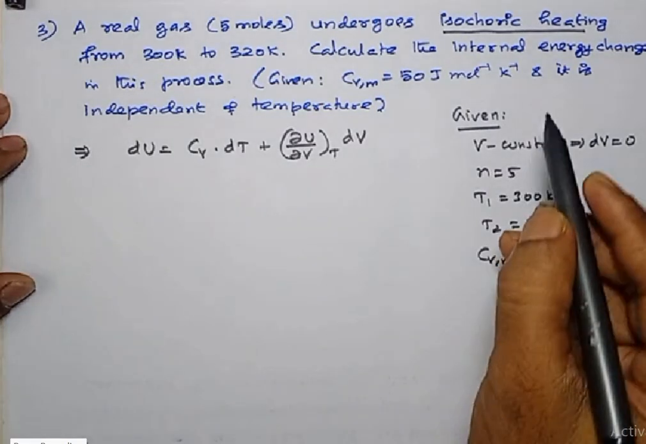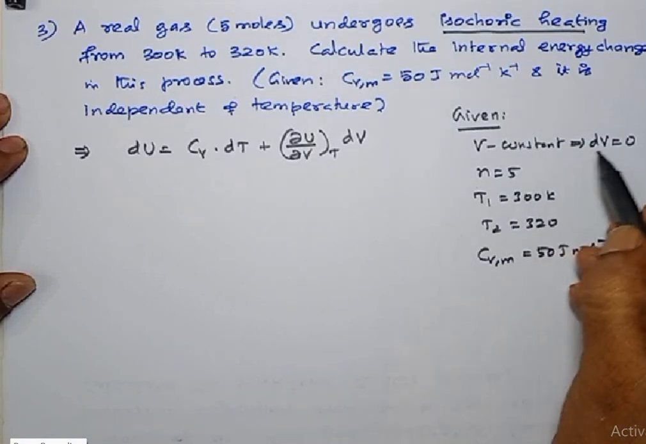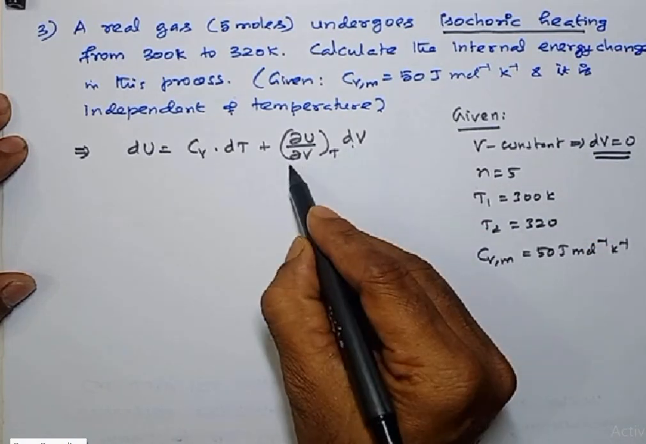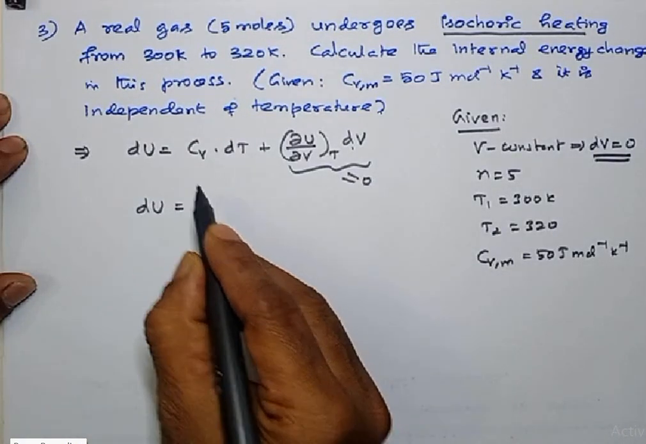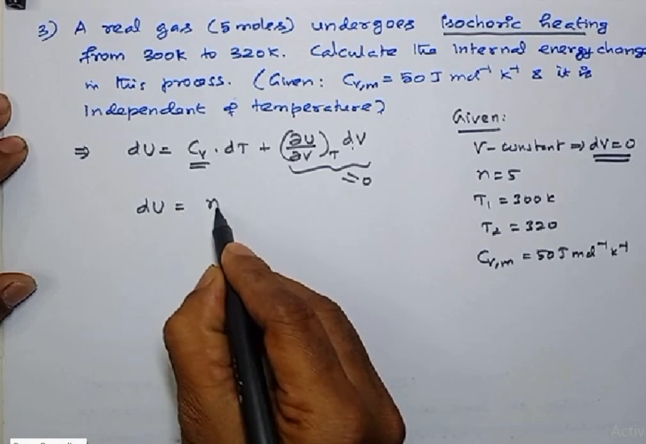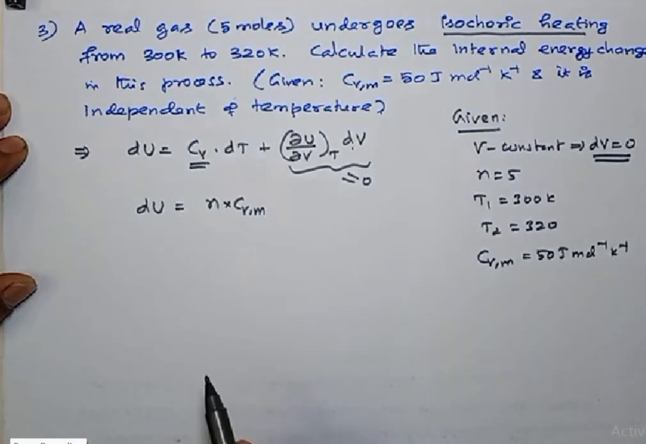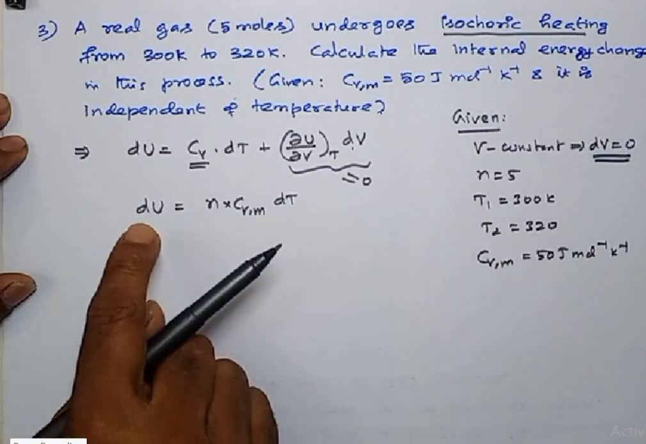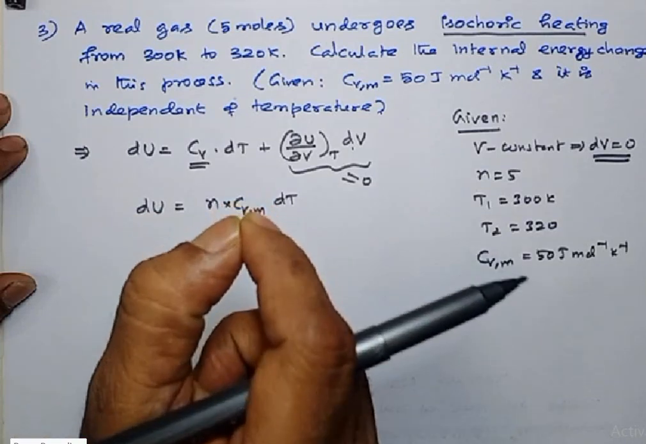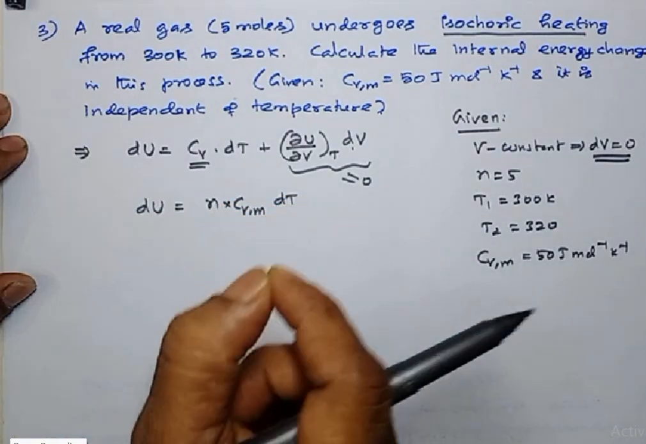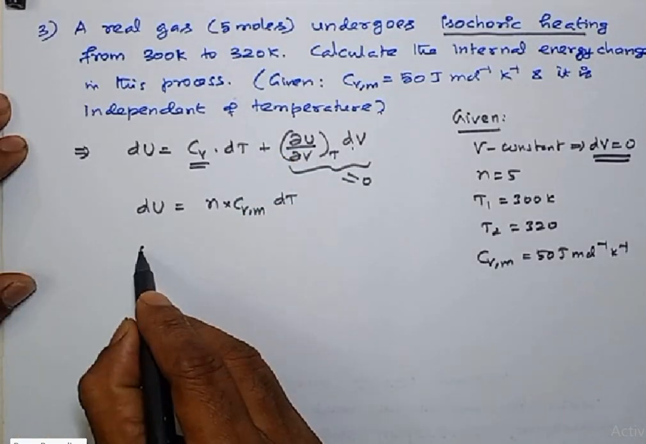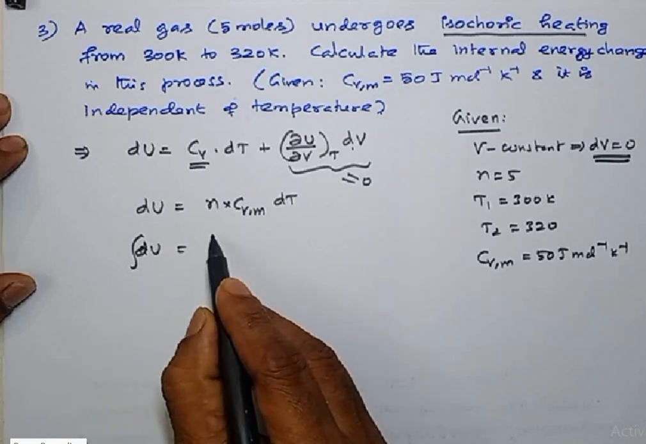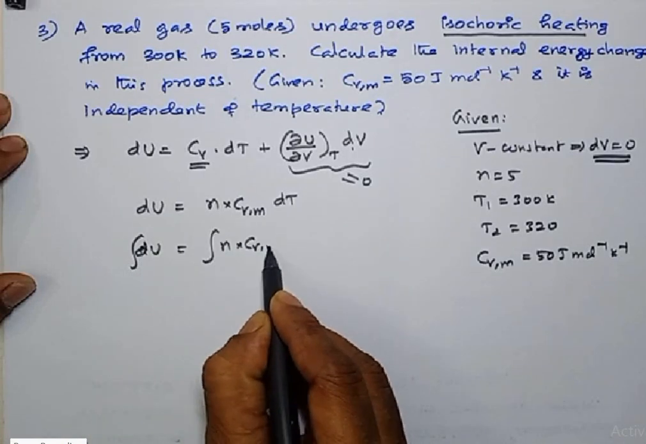Since it is an isochoric process, dV is 0. If dV is 0, then this part becomes 0. So what we are left with is dU equal to Cv dT, and you know very well that Cv is nothing but number of moles into CVM. So dU is n into CVM into dT. Now integrate this. dU means change in internal energy for a very small change. For a finite change, you have to integrate both sides: integral dU is equal to integral n CVM dT.